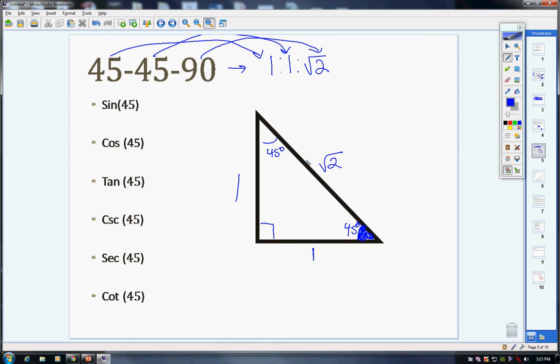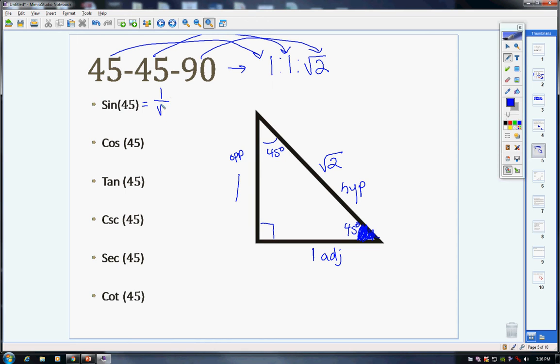If it helps you, you can label this opposite, because remember we're working from this angle down here. This one's adjacent, it makes the angle with the hypotenuse, and this is the hypotenuse. So when I go to make my ratios, I'm going to use this. Sine is opposite over hypotenuse, 1 over the square root of 2.